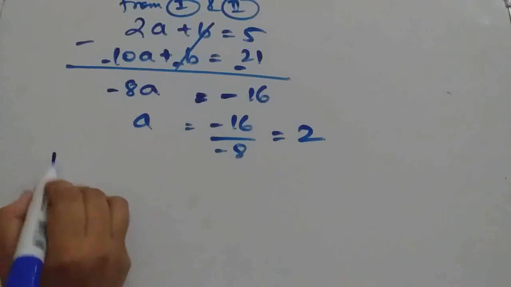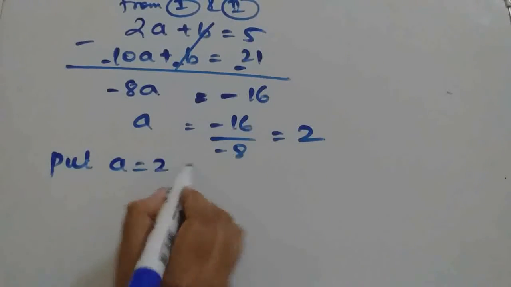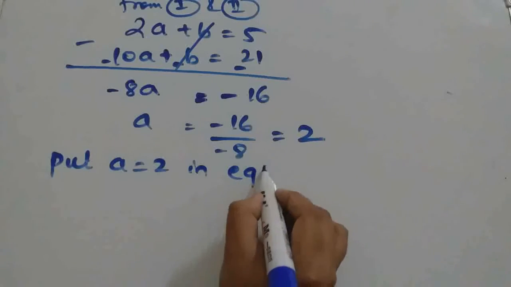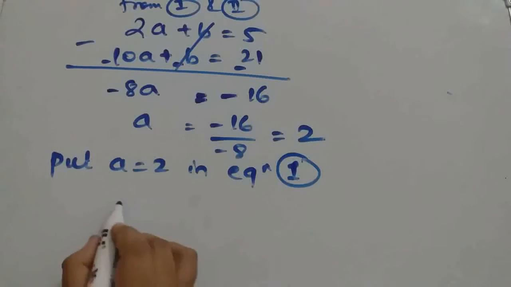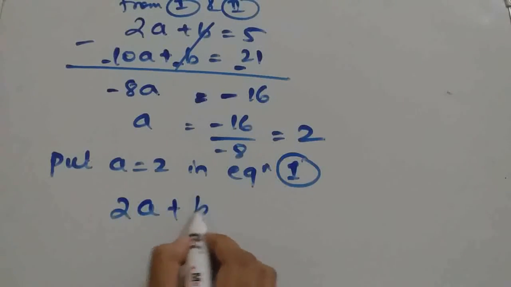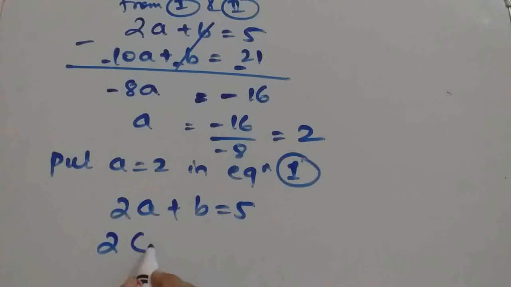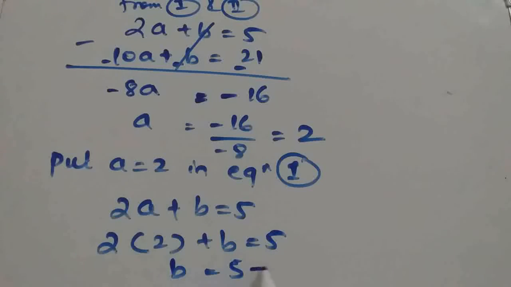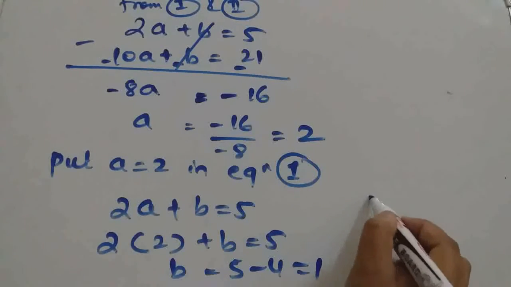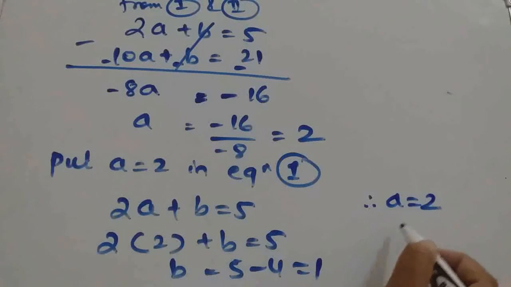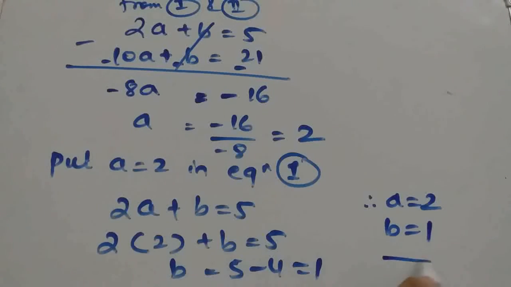Now substitute a equals 2 in equation Roman 1. So 2a plus b equals 5, but we got a value 2. So b will be 5 minus 4, which is 1. So what we got here: a is equal to 2 and b is equal to 1. Final answer.